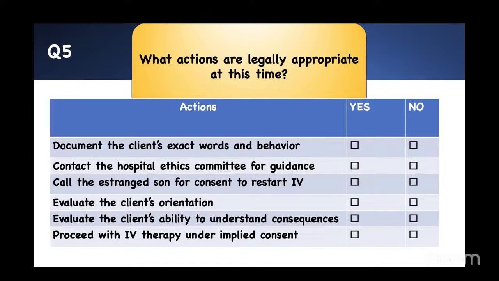He doesn't even know his father, and you want to call him to give you consent to start the IV. Evaluate the client's orientation. I'm going down to capacity again. Evaluate the client's ability to understand consequences. I'm going back to capacity again. Proceed with IV therapy under implied consent. These are all traps. The concept here is to focus on capacity.